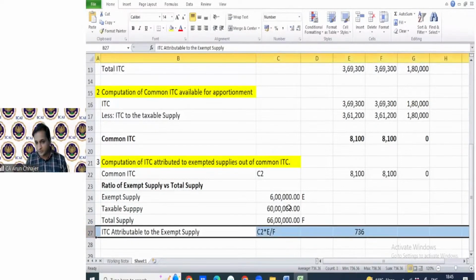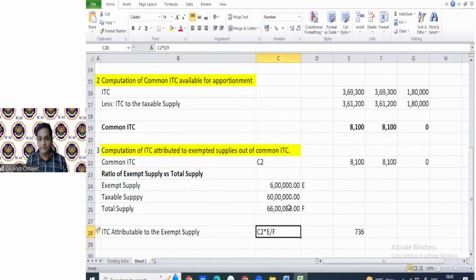Sure, Namrata, I will explain once again. Give me only 1 minute. So this is the amount of the ITC which is attributable to the exempt supply, and I have to reverse this amount.